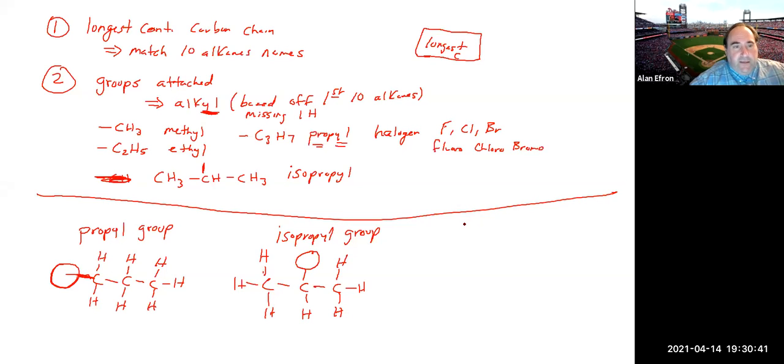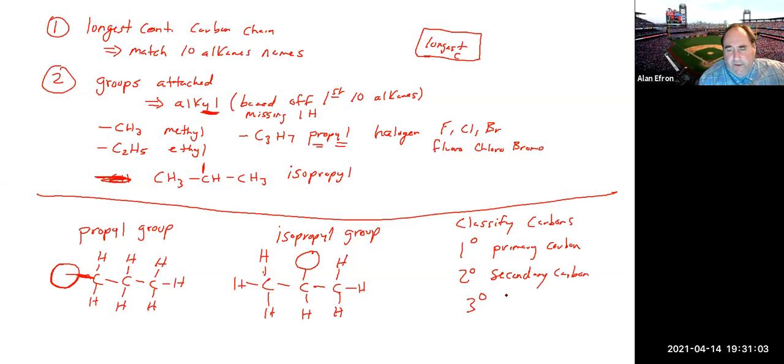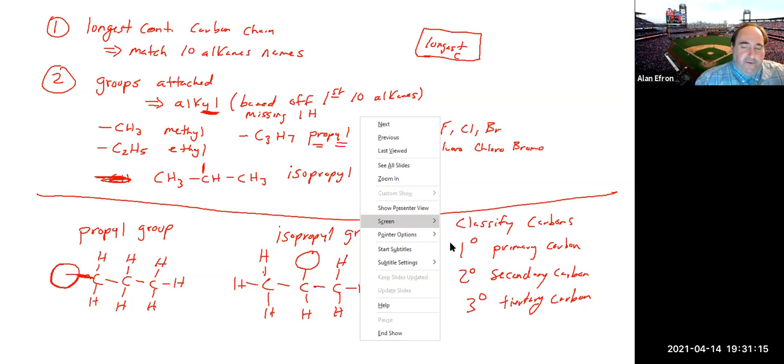We can actually classify these carbons as what is known as a primary carbon, a secondary carbon, and a tertiary carbon. So how can you determine what type of carbon you're dealing with?